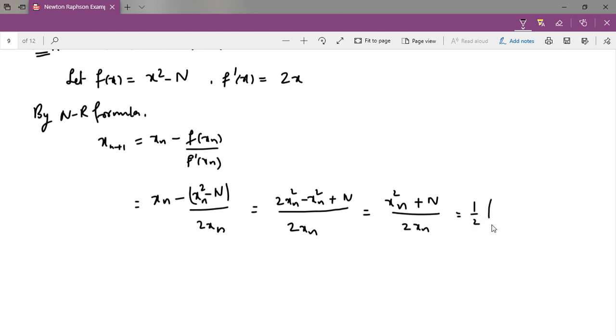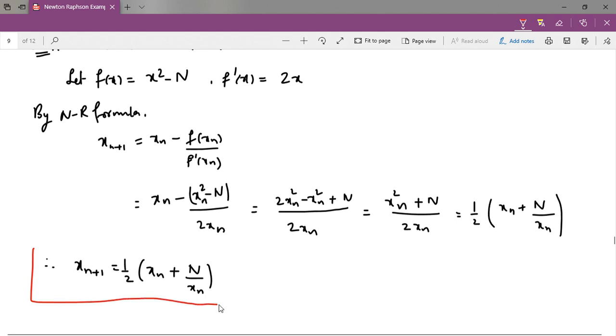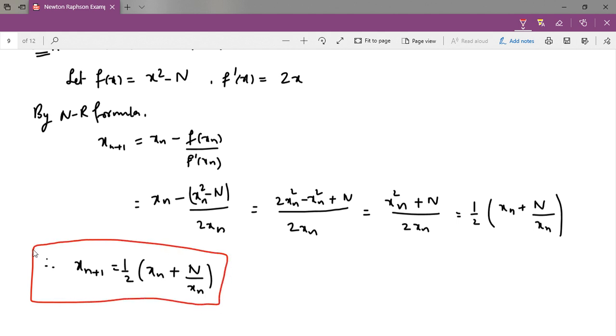We can write this as 1 by 2 into xn plus n divided by xn, as one xn cancels. So this is the formula. Therefore xn plus 1 is equal to 1 by 2 into xn plus n divided by xn. This is the required iteration formula.